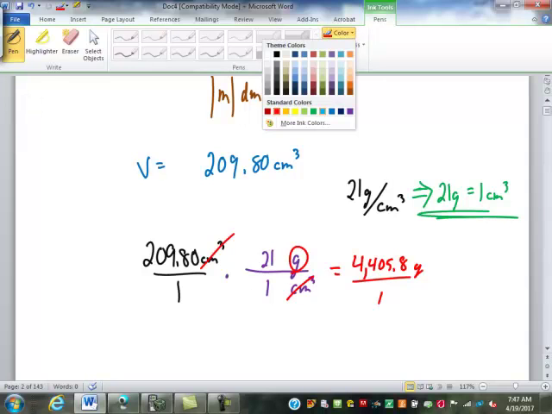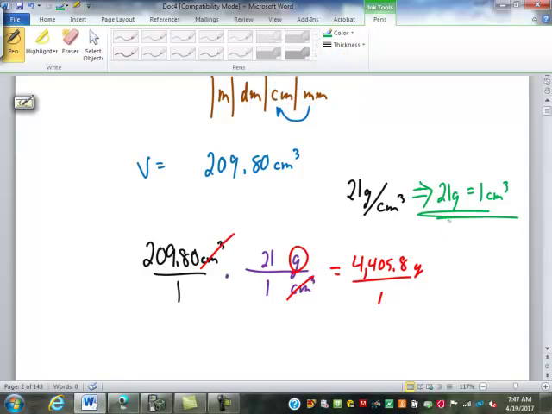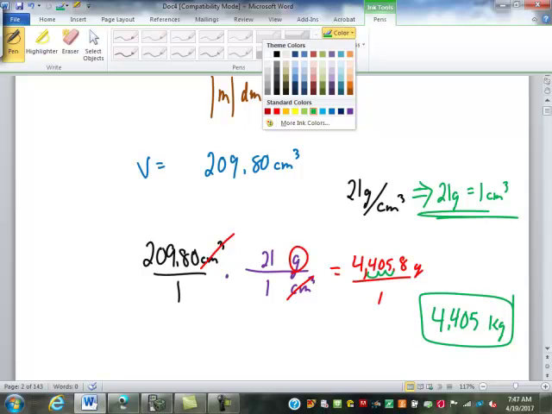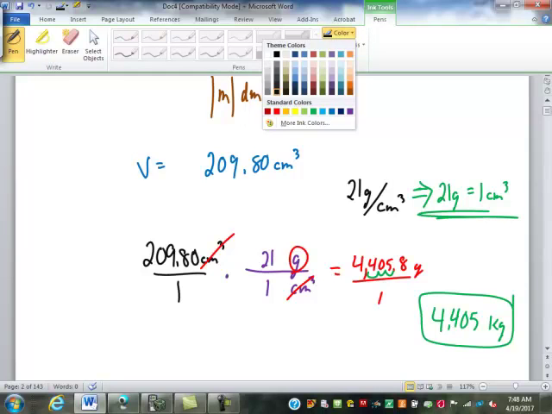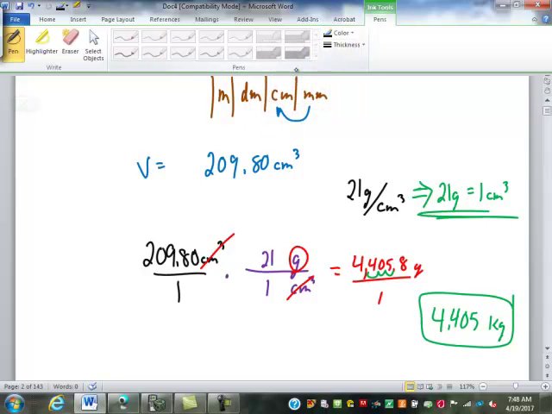So I could leave it that way as grams, or grams to kilograms is 3 spots to the left on the chart, so I just go 3 spots to the left. That's 4.405 kilograms worth of material there. Or about 9.7 pounds. Any questions?